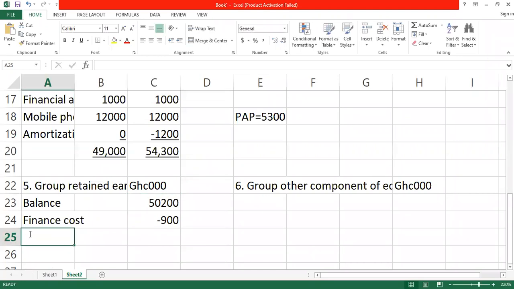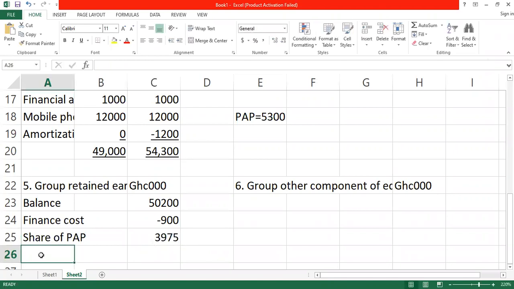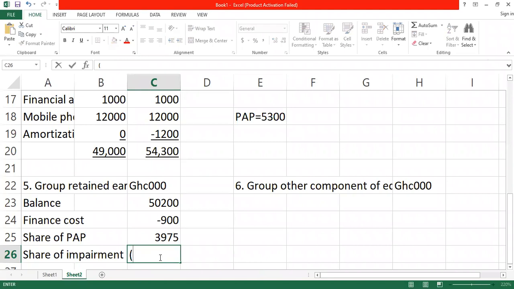Then we now start doing our thing. Share of post-acquisition profit, isn't it? The parent will take part, which is 75% of that. If you like, you can just find the difference: 5,300 minus 1,325. It is 3,975. Okay. The parent will take the share of the impairment loss. If you like, just find the difference and bring it here. It was 3,000 minus 750. That would be 2,250. Is it a reduction or an addition? Reduction. 2,250. Are we okay?